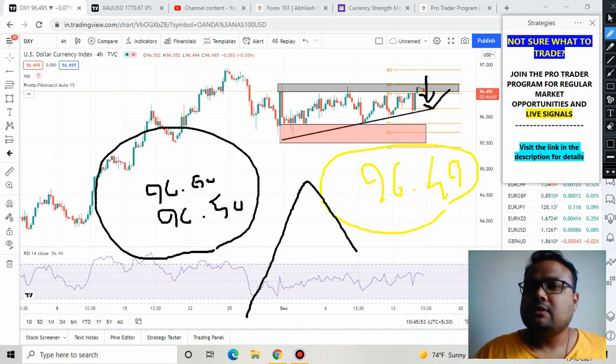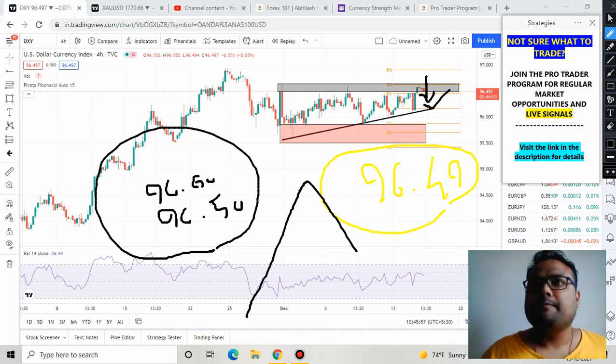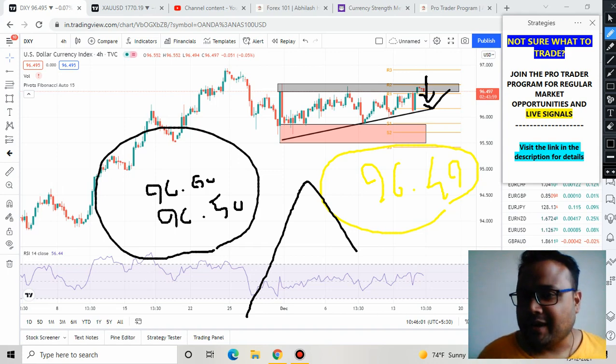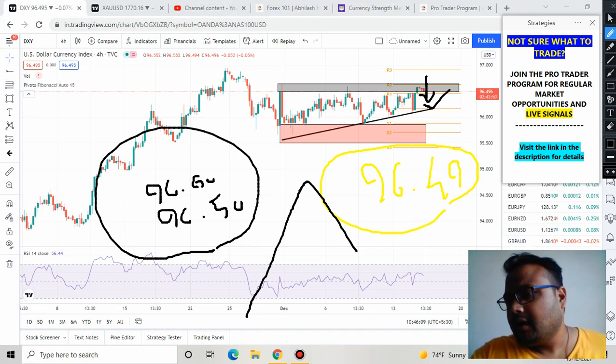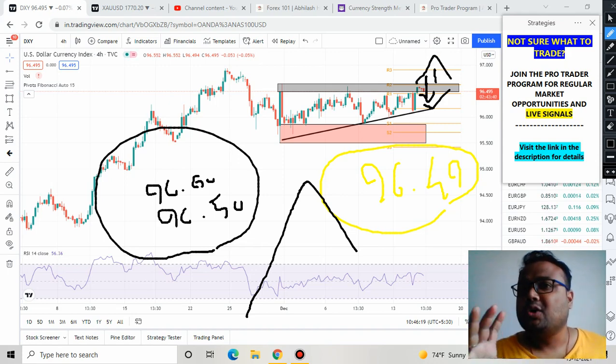If DXY goes up, we generally see gold going down, and if DXY goes down, we generally see gold going up. So take your decision responsibly. What I'm saying is that right now there may be a chance of DXY coming down and taking support at the trend line, and on the other hand, if it breaks the level and starts going up, then definitely you will see heavy selling on gold.